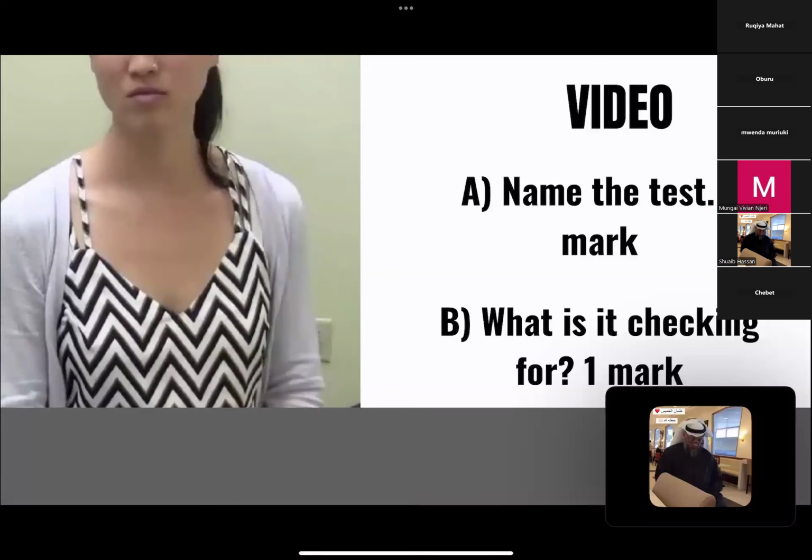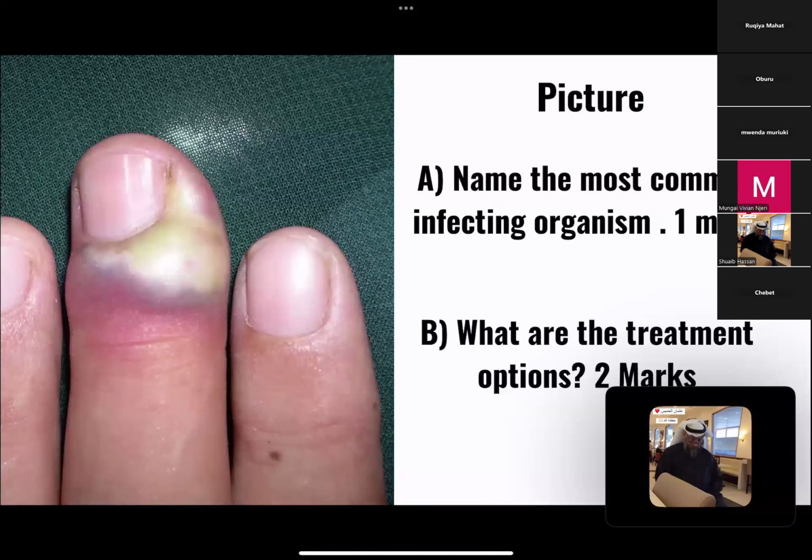So this is a video. It's probably not a great video, but trying to demonstrate a sign. It's debatable what you'd say this sign is. Somebody may say that this could be a reverse Phalen sign, but also the person is trying to check how strong the extensors are. Not a great one, I would say. But can somebody tell me what the diagnosis of that is?